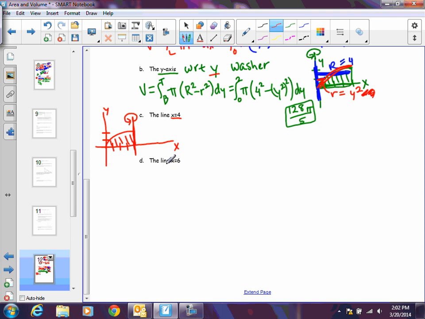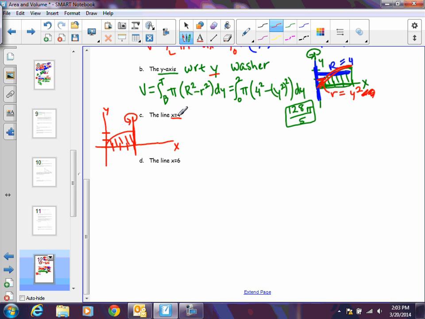So we need to determine two things. First of all, what are we integrating with respect to? And is it a circle or a washer? Let me ask you, does this revolving look more like A or B? B. What does everybody else think? Revolving about a vertical line, does it look like A, where we revolved about the x-axis, or B, where we revolved about the y-axis? It looks like B.